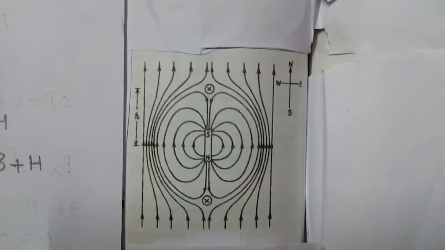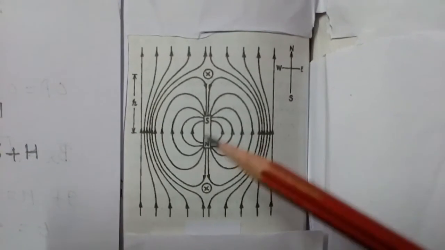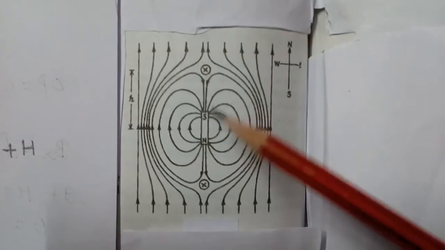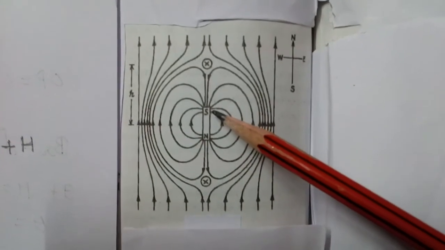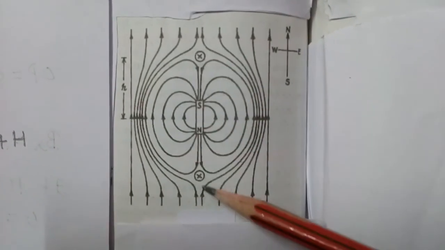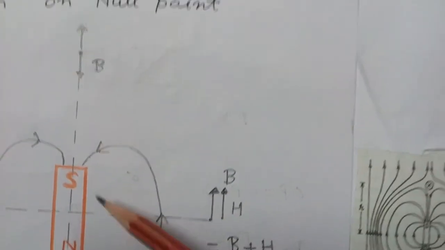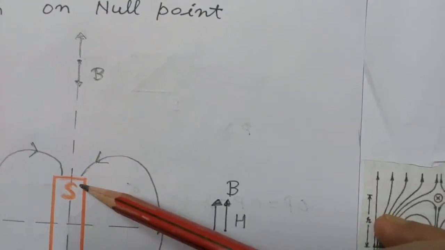Now see in this diagram, this is the pattern of magnetic field lines when south pole of the bar magnet is kept towards the north direction. You may see here these two crosses represent the position of null point. So this is the reason why we get null point in axial position when south pole is towards the north direction.